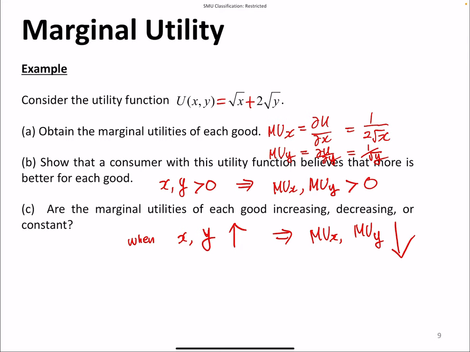Now the marginal utilities of each good. What happens if x and y increase? What happens with your MU x and MU y? These are all in the denominator, so they are decreasing. So they have decreasing marginal utility, which is very natural.